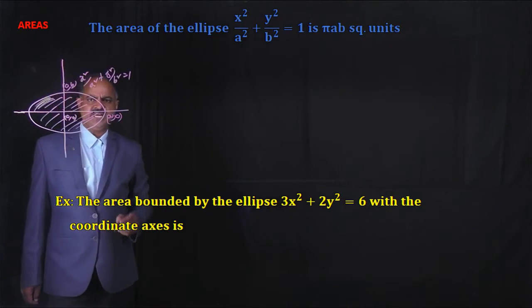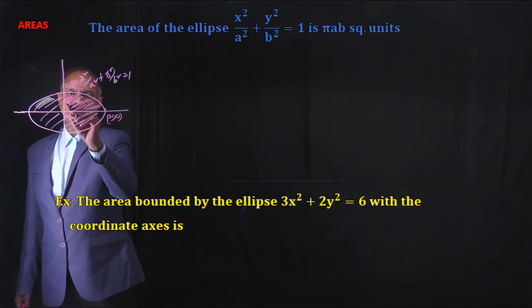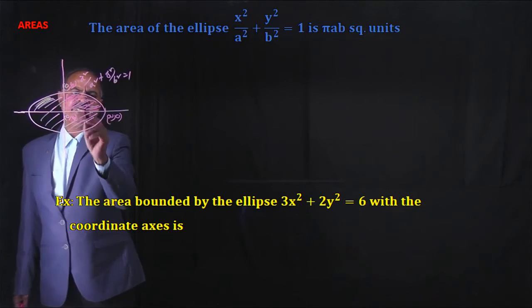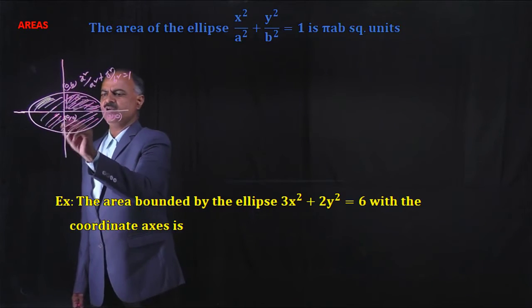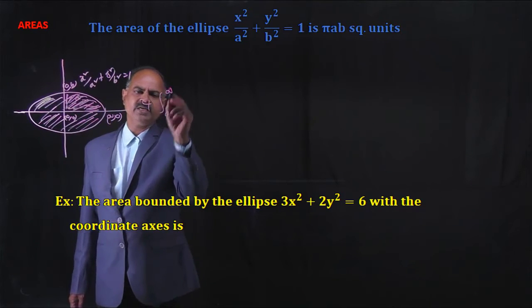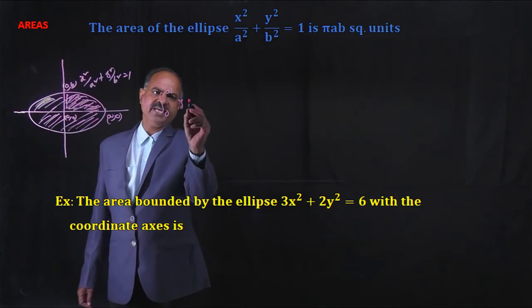So first find the area of the region bounded by the ellipse in the first quadrant and multiply with 4, we get the area of the ellipse. So here the required area is equal to 4 into integral 0 to a of y dx.